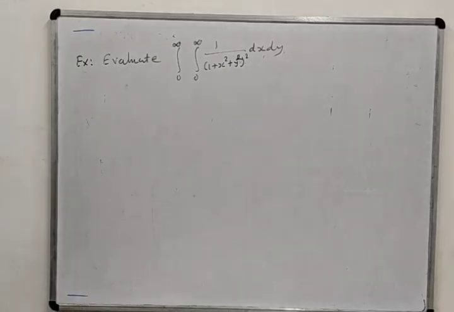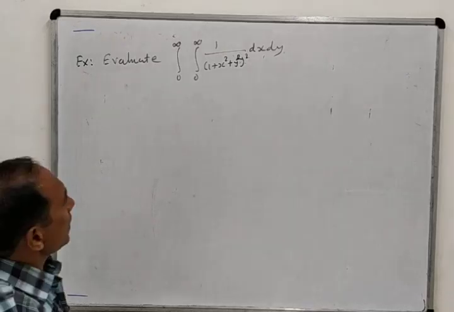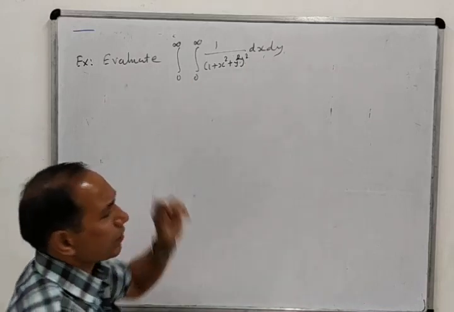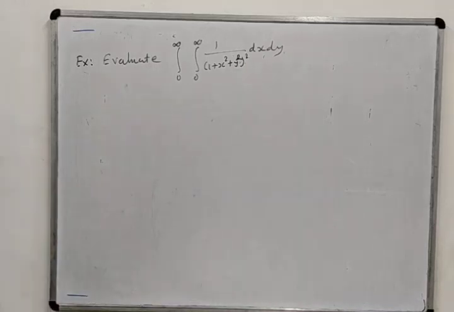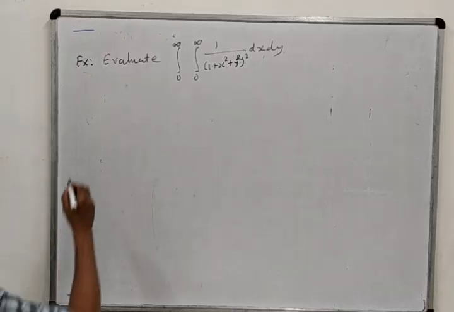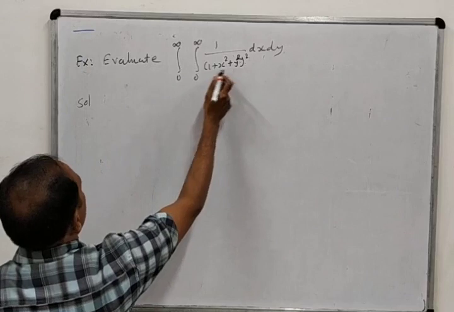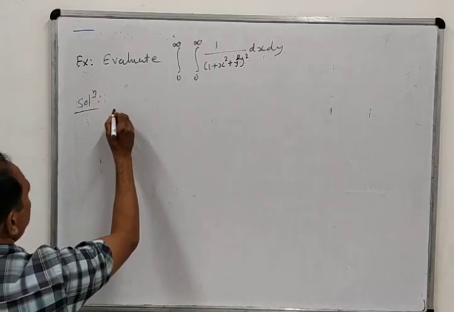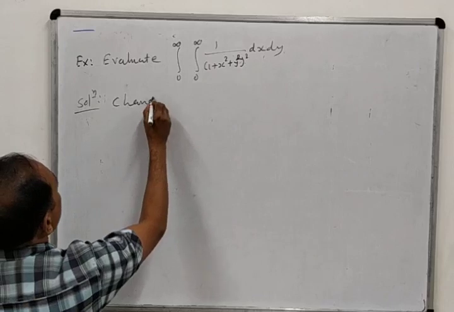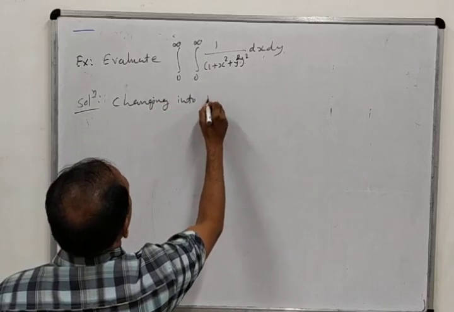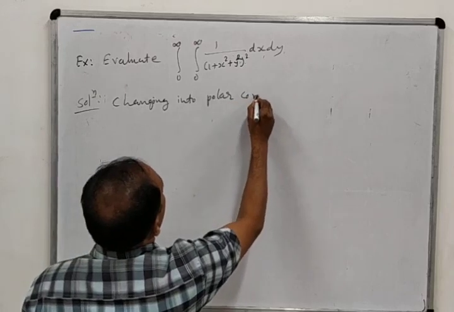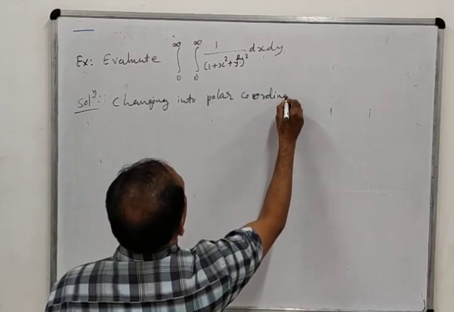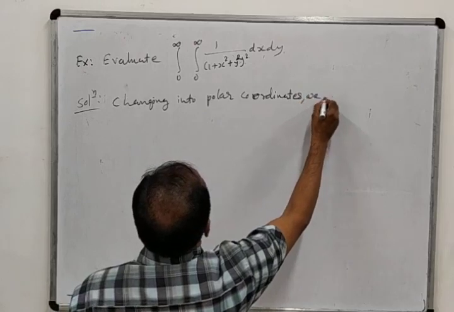So the integration is very tough if you want to integrate directly with respect to x. Otherwise, if you want to integrate directly with respect to y, then similar difficulties arise there. So instead of this, it is better for us to convert this problem into polar form, because the x square plus y square structure is there. So we will change it into polar coordinates.